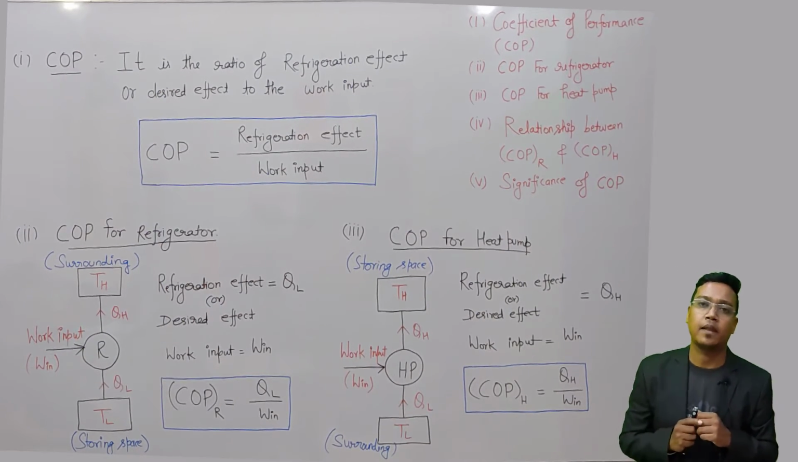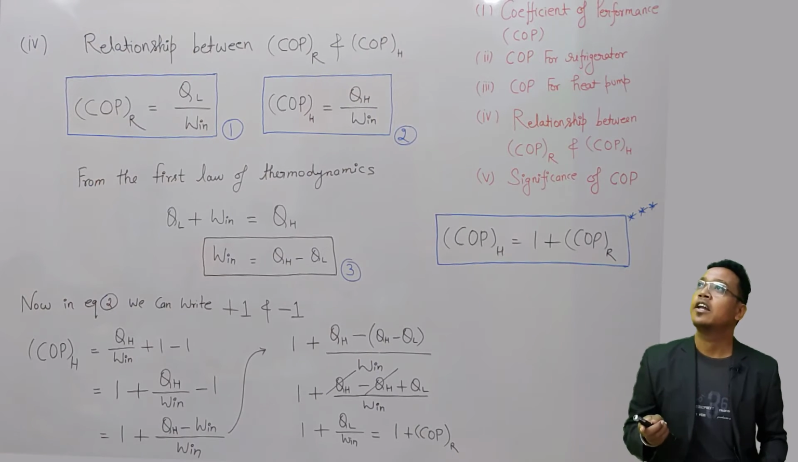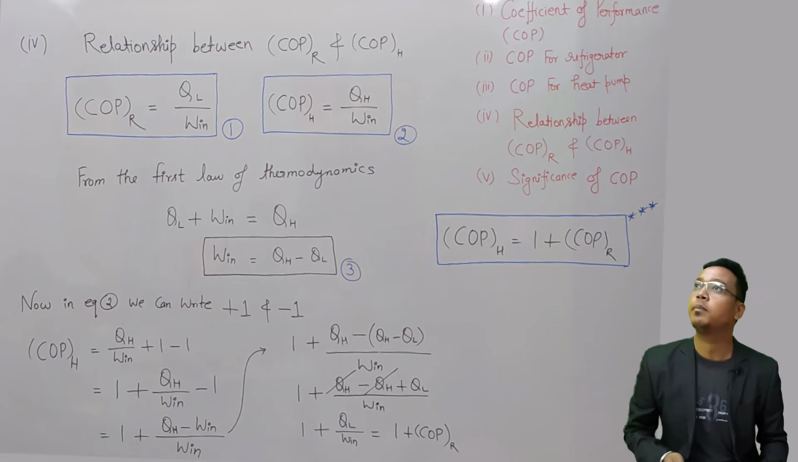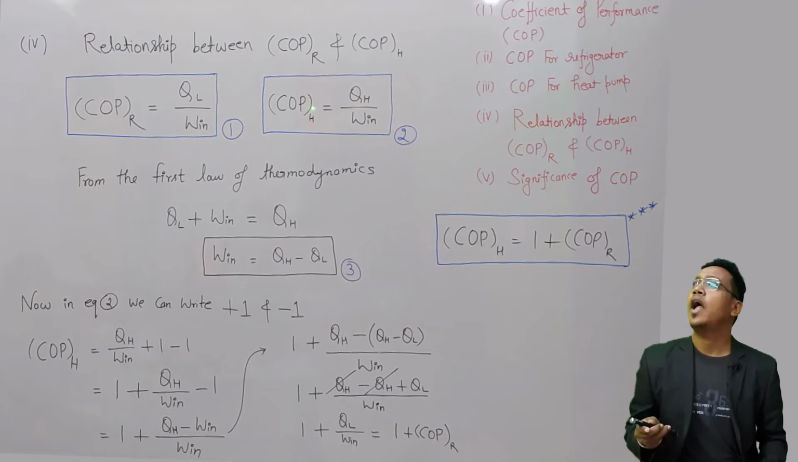So let's see the relationship between COP of refrigerator and COP of heat pump. We have seen that COP of refrigerator is equal to QL divided by WIN. Suppose we can say this is equation number 1. And we know COP of heat pump, we have seen, is QH divided by WIN. We can say this is equation number 2.